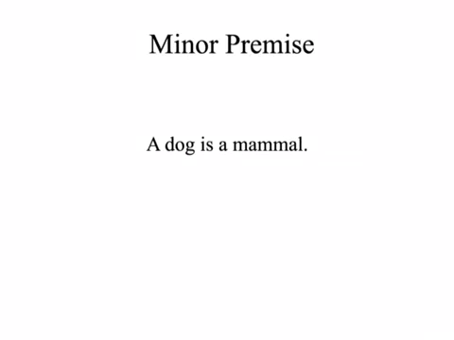Next comes our minor premise. This is the next step in our logical syllogism. And here we have a dog is a mammal. I don't think any of us can disagree with the major premise or minor premise here in this example. We all know that mammals are warm-blooded, and we all know that dogs are mammals.